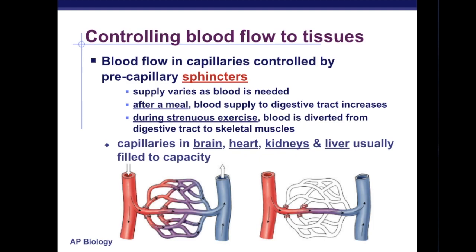And what we find is that you have a high storage capacity in the brain, the heart, the kidneys, and the liver. They're usually filled completely with blood in the capillary beds, but that's going to vary in other parts of the body. For example, in the skin, you may increase or decrease blood supply to the skin in response to your body's needs to thermoregulate, as discussed in the homeostasis lecture. So if sphincters are open, you increase blood flow. If sphincters are closed, then you're going to shunt blood away from that area.